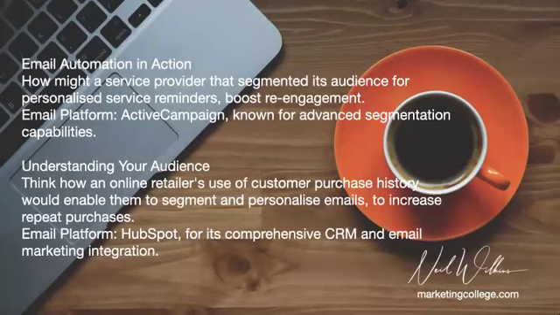So think again, another example could be how an online retailer's use of a customer's purchase history might enable them to segment and then personalize emails to increase repeat purchases. So if you've got a CRM system, and a perfect example here is HubSpot, which is a very, very comprehensive CRM and embedded email marketing integration platform. HubSpot, as you're probably aware, produce a lot of documentation, lots of great case studies and examples of how you can bring together the concept of monitoring customer behavior and then personalizing and automating the emails based on those behaviors. So there's no intervention from you as a marketer.